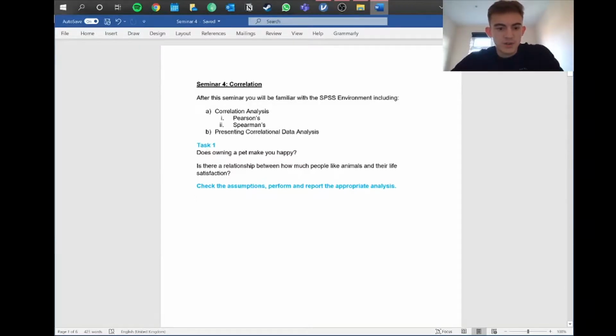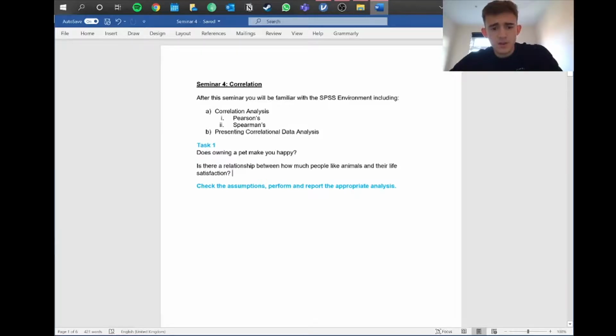So we have a question here: does owning a pet make you happy? And is there a relationship between how much people like animals and their life satisfaction? So this is a bit different from what we've been looking at so far. Usually in the question we see "is there a difference", but in this case we ask "is there a relationship". When you see that word, you kind of already click to that correlation vibe.